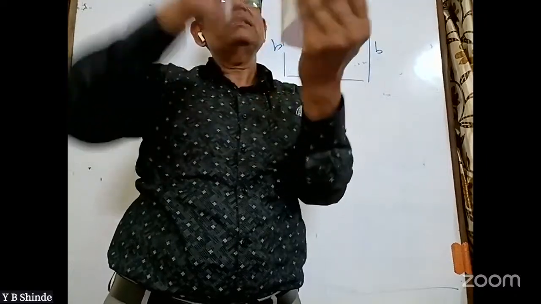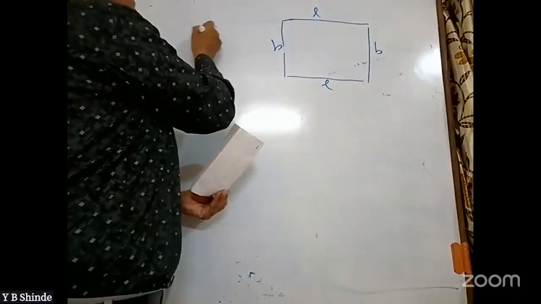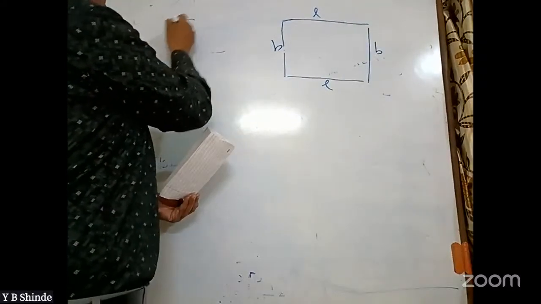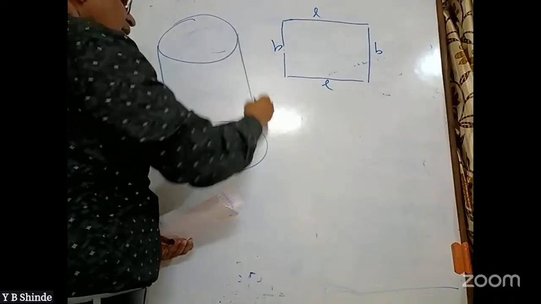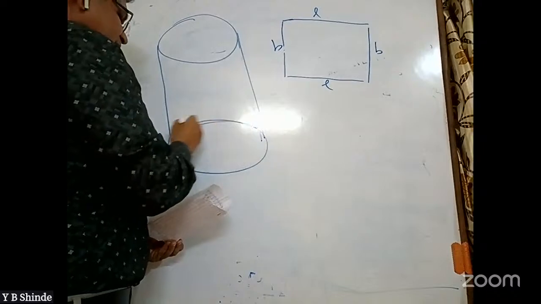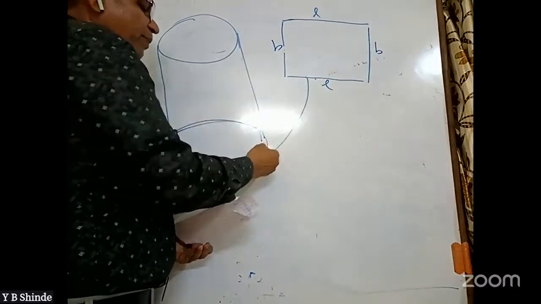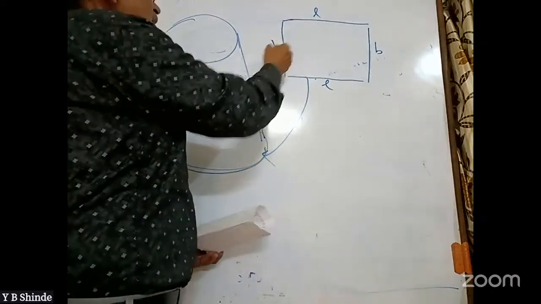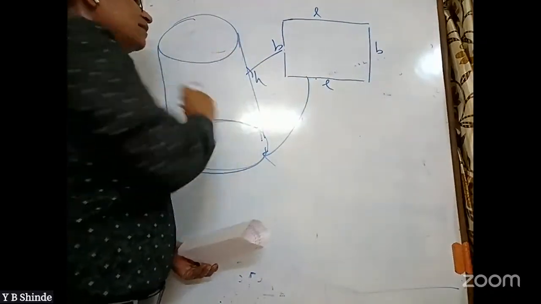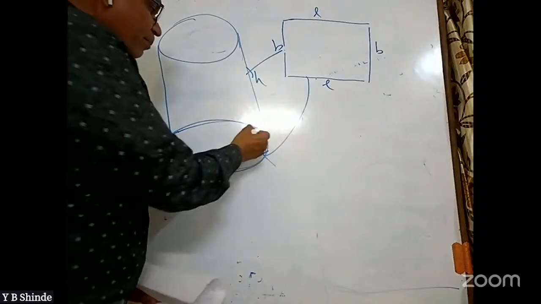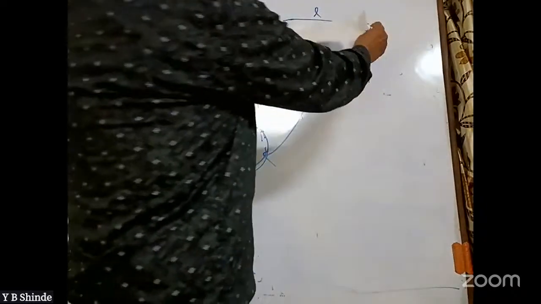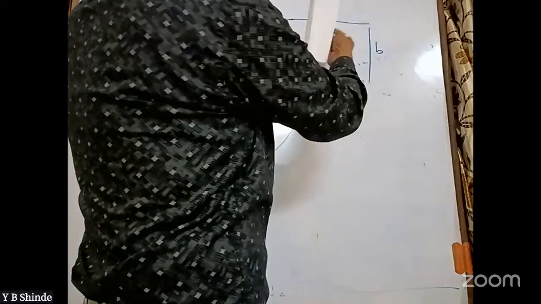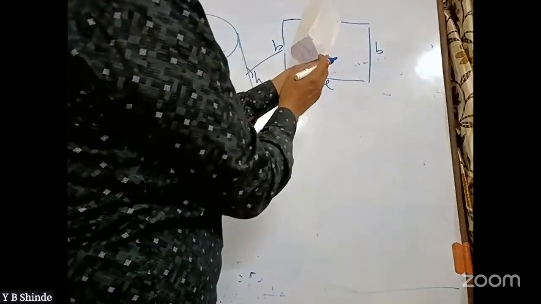It has an upper face and a lower face. These are circular. A cylinder is formed. The length is converted into the perimeter of the base, and the breadth is converted into the height of the cylinder. The perimeter of the base is the length because it is folded here. So the length is converted into circumference.